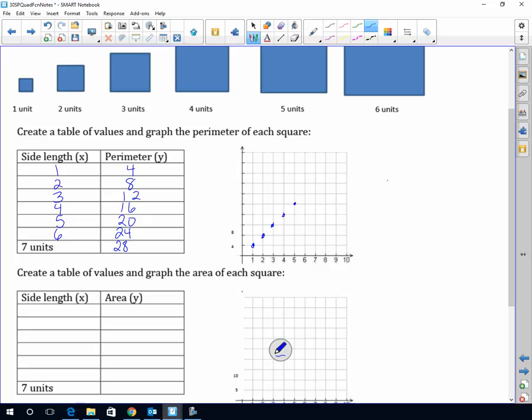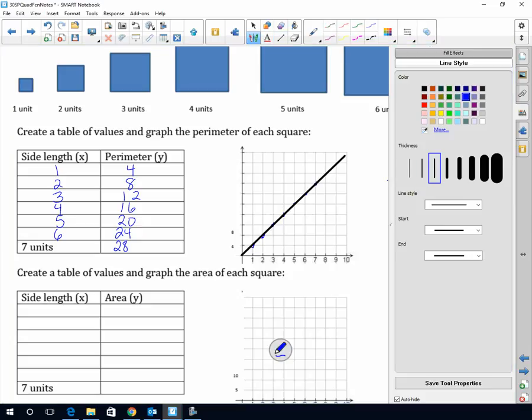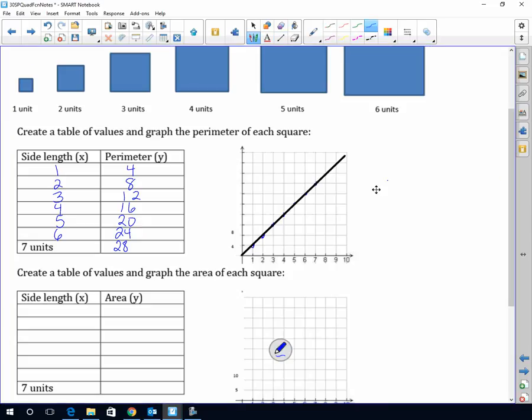Yes. So let's take a line and connect it. And would I draw an arrow at the end of this? Yes, because it would go on forever. Would I draw an arrow going the other way? No. Can you have negative lengths, people? No, we cannot have negative lengths. Okay. Why not?